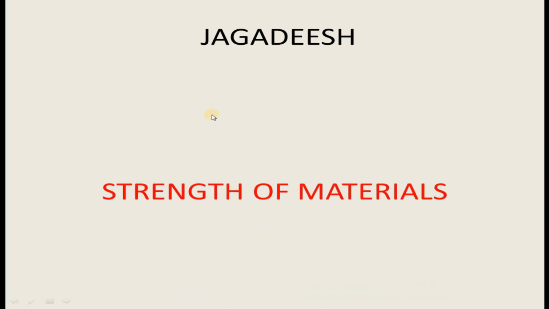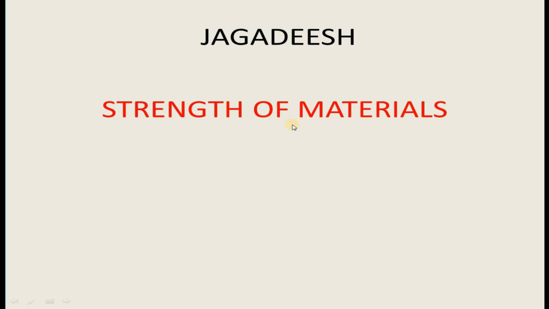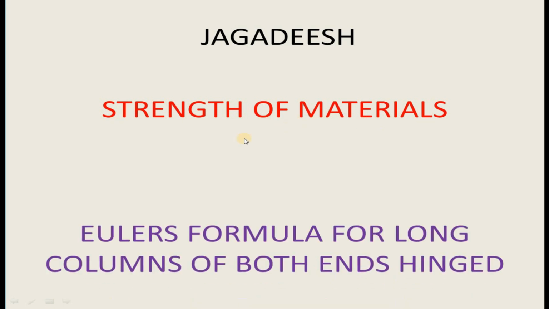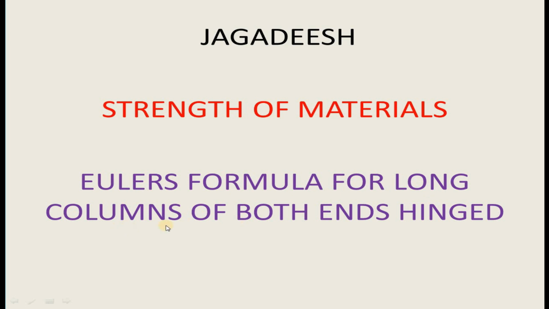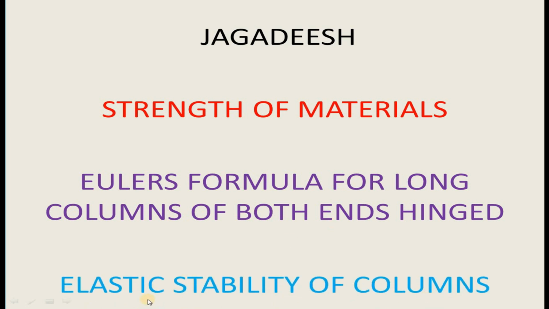Today's topic is strength of materials. In strength of materials, I'll be deriving Euler's formula for long columns with both ends hinged. This concept is taken from the chapter Elastic Stability of Columns.